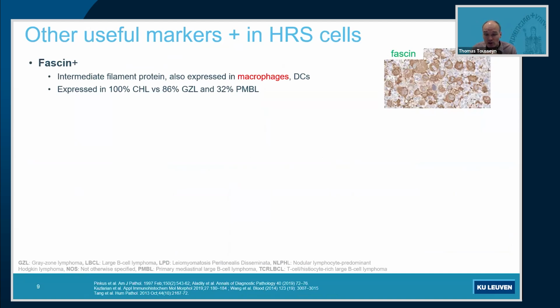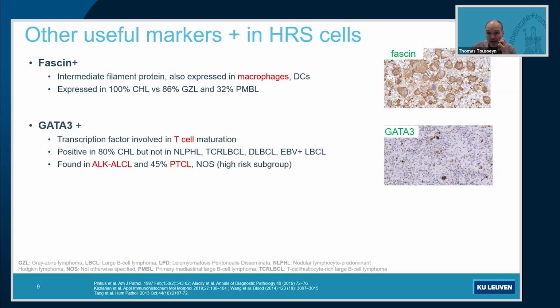Over the years, several other markers have been published. I will go over some of them. FASCIN is one that I don't regularly use, but it's a very sensitive marker. It stains the Reed-Sternberg cells very nicely, but the problem is that it's also present in macrophages, and many Hodgkin lymphomas have macrophages in their tumor microenvironment, blurring the image a bit. So it's not the best marker to use.